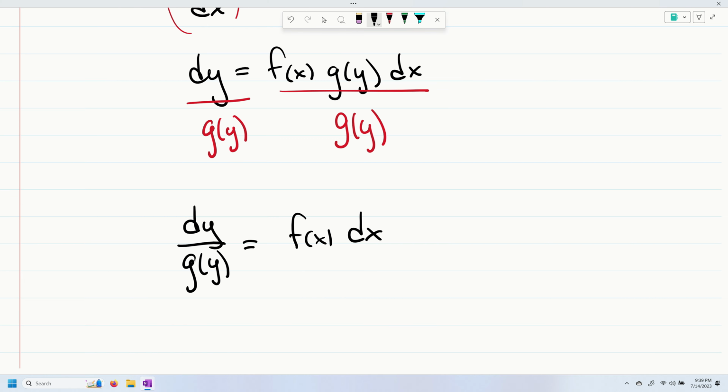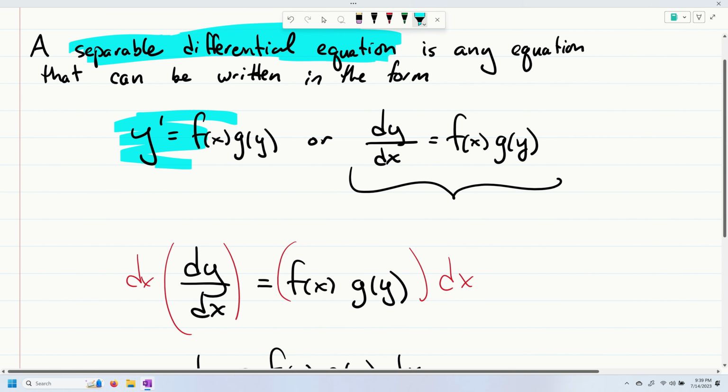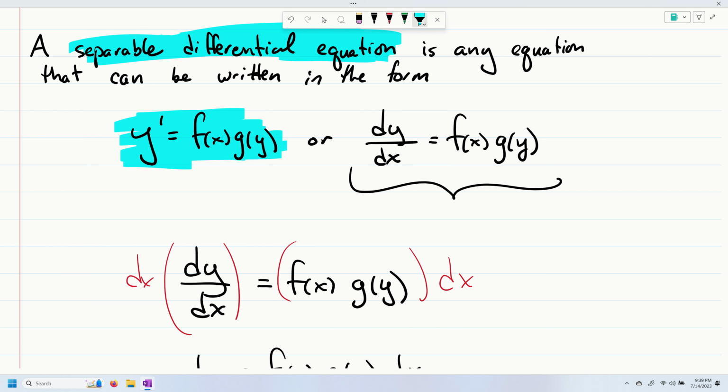And from here, to solve this, you would integrate both sides with respect to their variables, and then solve for y, if possible. What's really nice about separable equations is that there's almost like a formulaic approach to them. The big thing we have to be able to recognize first is whether we meet the form y prime equals f of x times g of y, or dy/dx equals f of x times g of y. If you have these forms, you've got to recognize that it's separable.